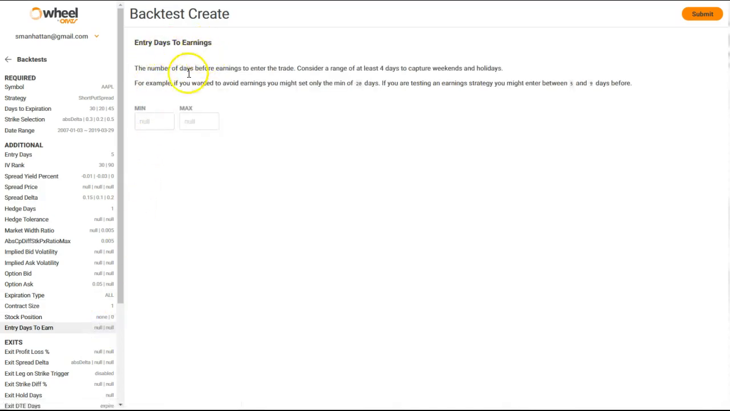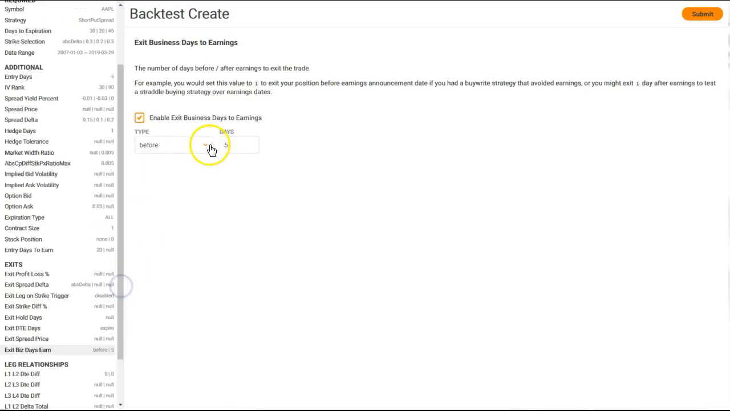And this is the entry days to earnings. If we don't want to trade during earnings, we don't want to sell this put spread during earnings, then we'll say the minimum that we want is maybe 20 days. And we'll want to get out at least 1 day before earnings. So let's send that and see how the result is.